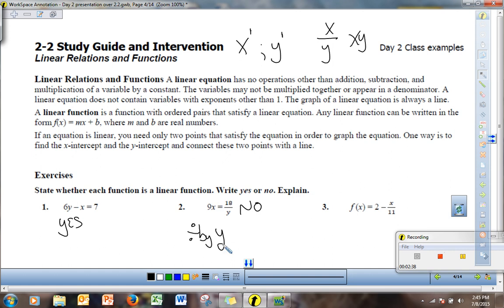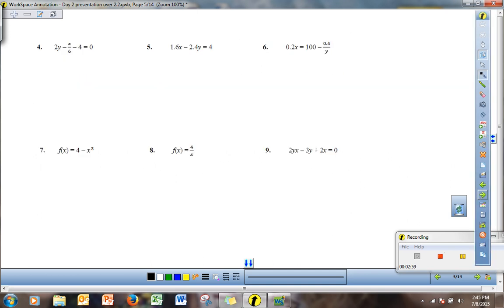Number 3, not trying to trick you, number 3 is a yes. And you say, well, wait a minute, we're dividing by 11. I know, but it's okay to divide by a number. You just can't divide by a letter. So that one's going to be okay. On to your number 4. I'll give you just a heartbeat to decide yes or no on that one. The answer to this one is yes. X is to the first, y is to the first. They're not multiplied together. You're not dividing by a letter. You are dividing by 6, but you can divide by a number. That's okay. Number 5 is also a yes.